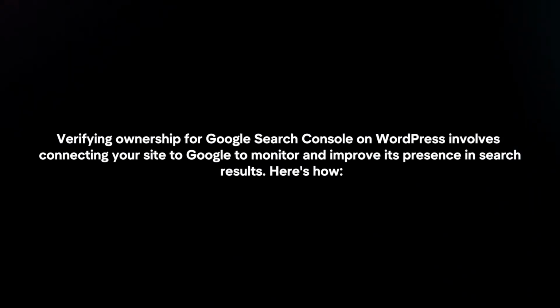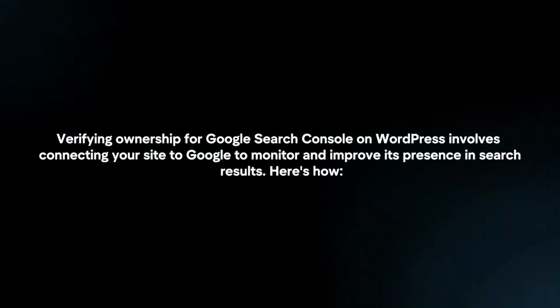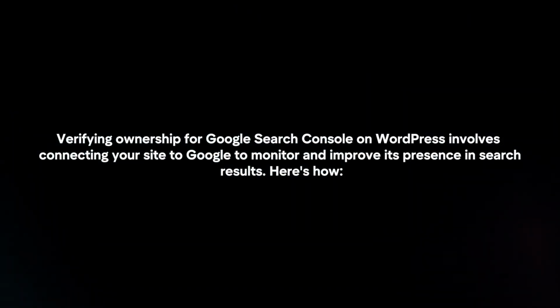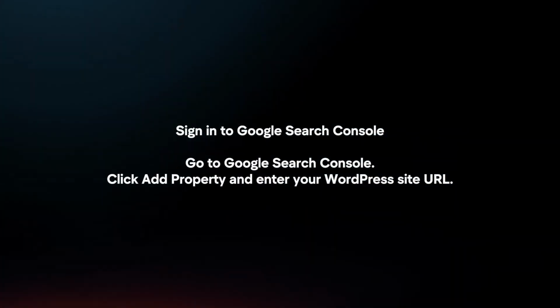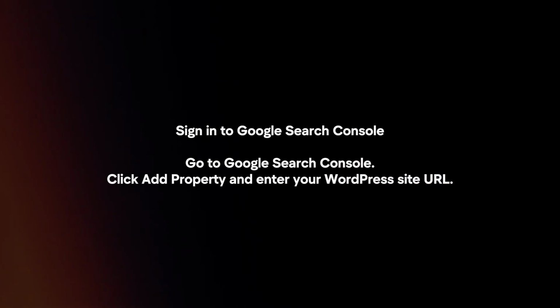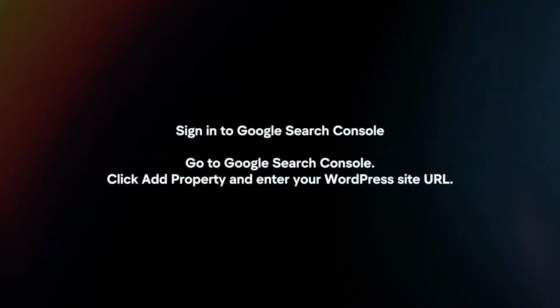Verifying ownership for Google Search Console on WordPress involves connecting your site to Google to monitor and improve its presence in search results. Here's how. Sign into Google Search Console. Go to Google Search Console. Click Add Property and enter your WordPress site URL.